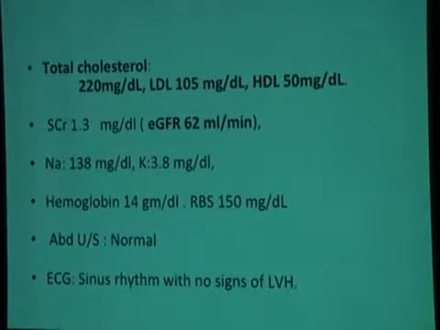His total cholesterol is 220 milligrams per deciliter, LDL 105 milligrams per deciliter, HDL 50 milligrams per deciliter. His creatinine is 1.3 milligram per deciliter. And as Professor Omar Saadani has just mentioned, we have to know his EGFR. His EGFR is 62 milliliters per minute. His sodium is 138, potassium 3.8, hemoglobin 14 grams, and random blood sugar was 150 milligrams per deciliter. Ultrasound was normal, and the ECG showed sinus rhythm with no signs of left ventricular hypertrophy.